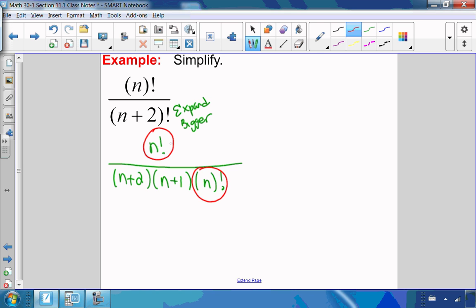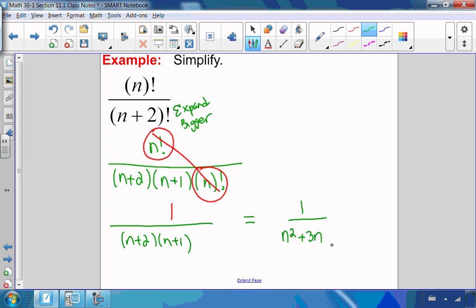Because I have a match, n factorial divided by n factorial is 1, and that will be over n plus 2 times n plus 1. Again, I would just stop there, but since some of you love the distributive property so much, I know you're going to go one step further, and that's okay. I will accept this as well: 1 over n squared plus 3n plus 2.